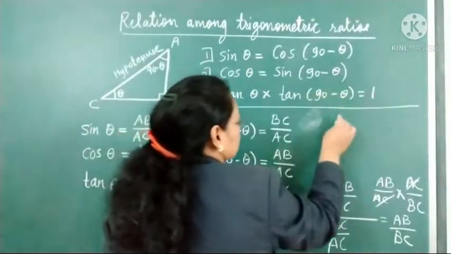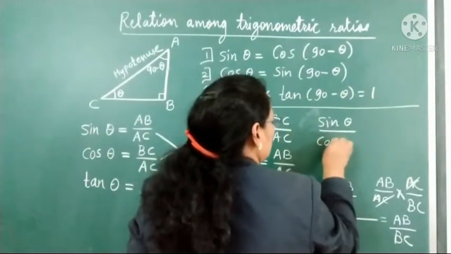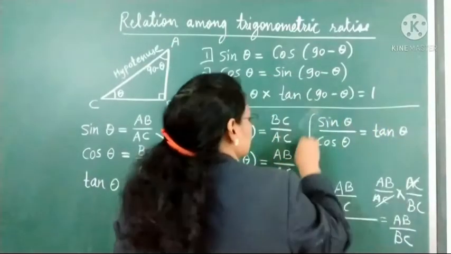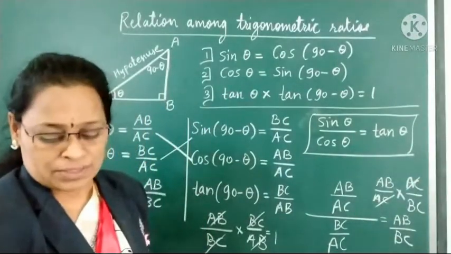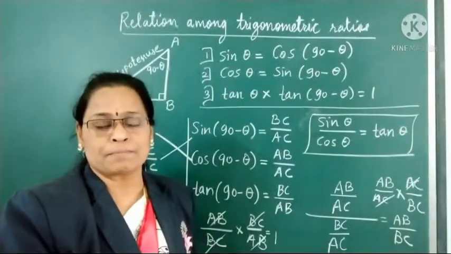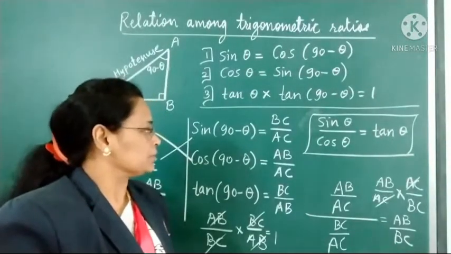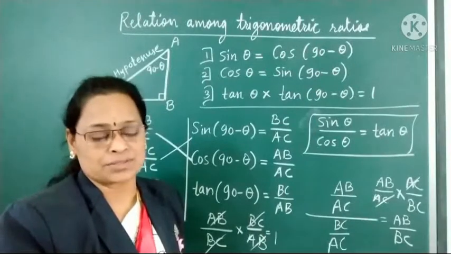That is, the sin ratio divided by the cos ratio gives us the tan ratio. So in this way we can remember this relation between the trigonometric ratios. Let's use this in some of the examples. How can we make use of the trigonometric ratios and the relations?